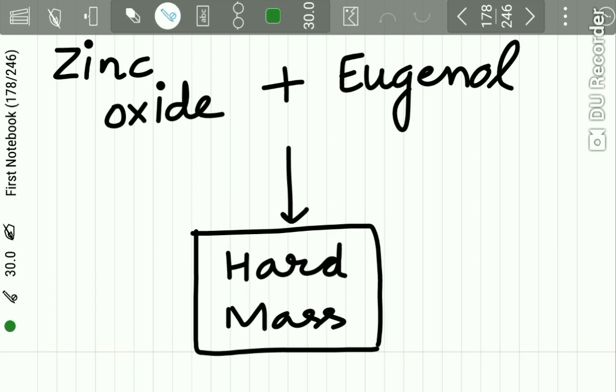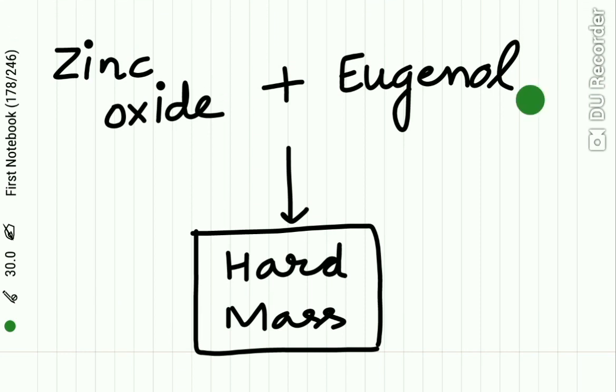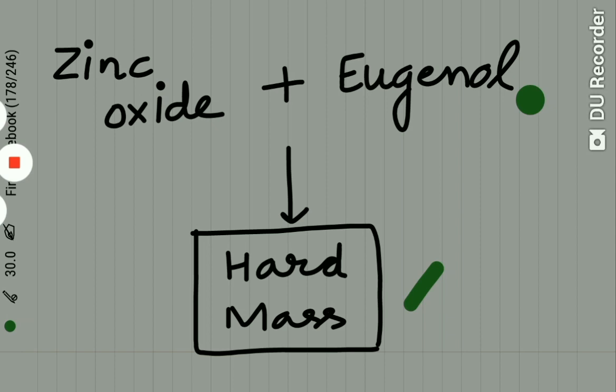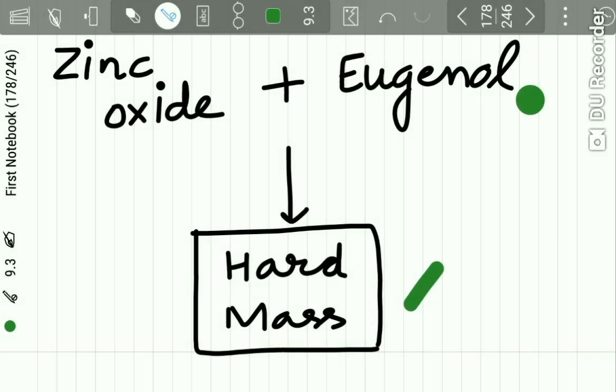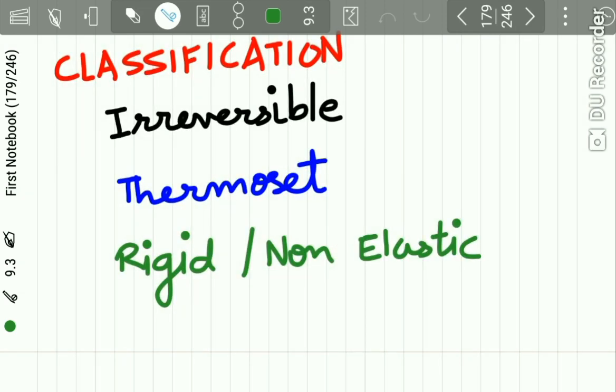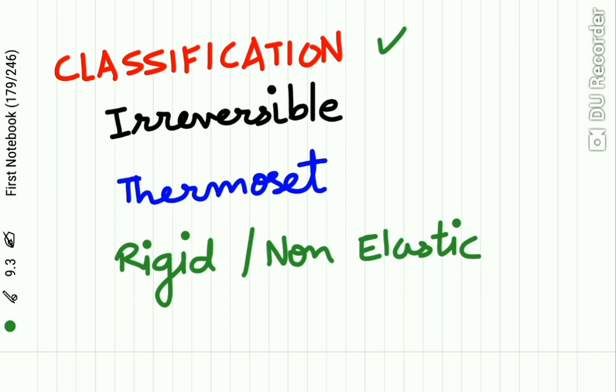So, starting with today's lecture, zinc oxide and eugenol, when they mix together, they form a very hard mass. Now, the exact reaction is not completely understood. Now, how would you classify the zinc oxide eugenol impression paste? It is classified as irreversible because the reaction cannot be reversed. It is thermoset, that is, the change in temperature does not bring about any changes in the setting of the impression paste, and it is rigid or non-elastic impression material.